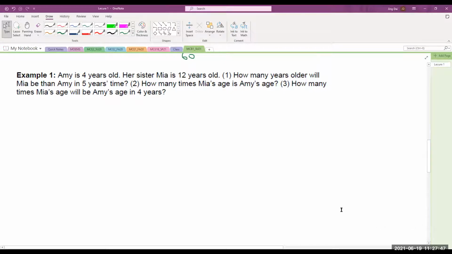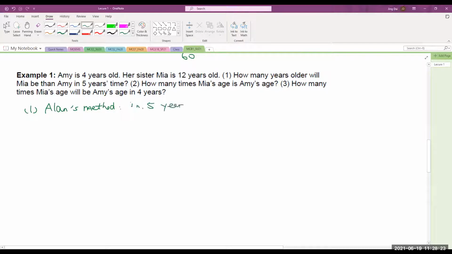Now, who wants to attempt the first question: how many years older will Mia be than Amy in 5 years' time? Alan, you want to do it? What do you think? So Mia will be 17 years old, and Amy will be 9 years old. So Mia will be 8 years older than Amy.